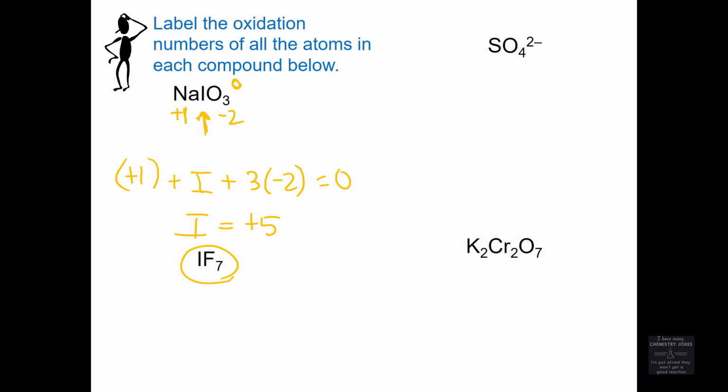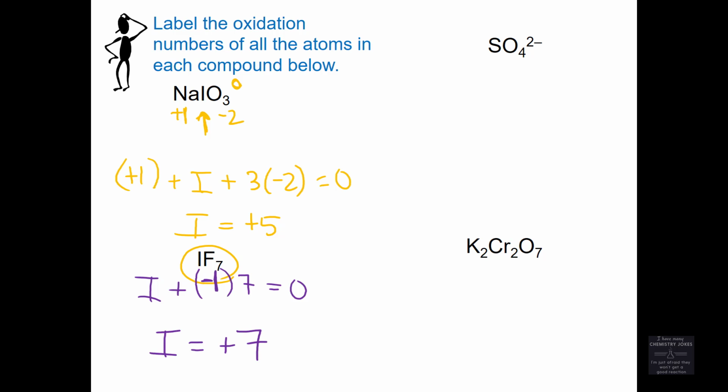What about IF7? I know F is always -1, and I need to multiply that by 7. So this is where students get confused a little bit sometimes. The oxidation number of fluorine is -1. The reason we're multiplying by 7 is to help us deduce what the oxidation state of I is. But F itself is -1. So when you're asked the oxidation number of fluorine, it's -1. It's not -7. Okay. So in order to equal 0, it must mean that I is +7.